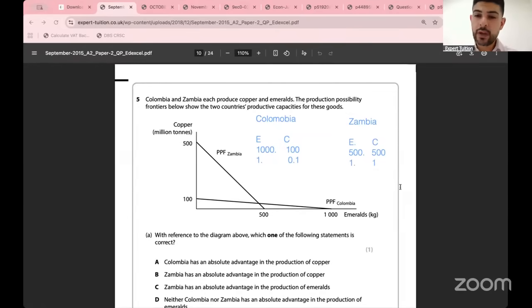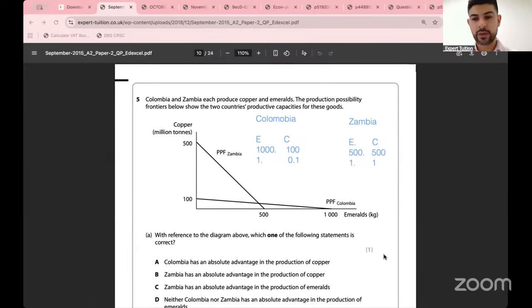What did we just work out? We worked out that for Zambia, for every 1 kilogram of emeralds they make, they sacrifice 1 million tons of copper. Who therefore has a comparative advantage when it comes to emeralds? Clearly, it's Colombia, because Colombia sacrificed far less copper. And that's 4 out of 4. Hopefully, you understand how to answer that now.